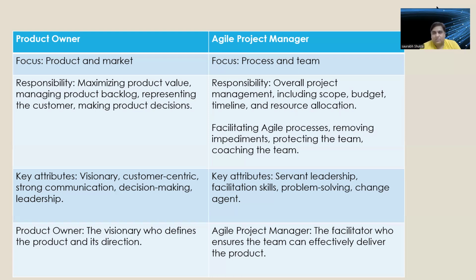How to make the product owner comfortable, making sure that we are delivering value. That is the role of the project manager. Then the product owner is the visionary who defines the product and its direction, whereas the agile project manager is the facilitator who ensures the team can effectively deliver a product. So any impediments that come, the project manager has to handle and inform the product owner. Then the product owner will prioritize the particular backlog item as per need. So that is the role of a product owner.